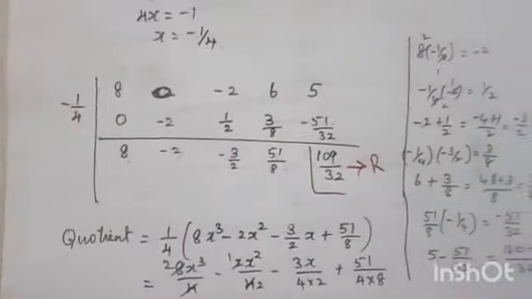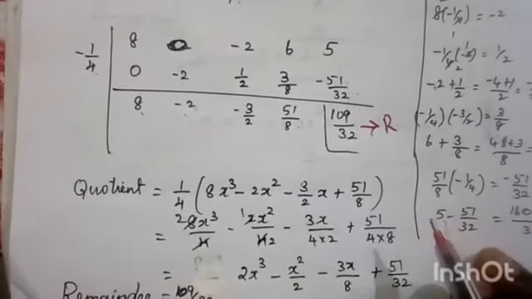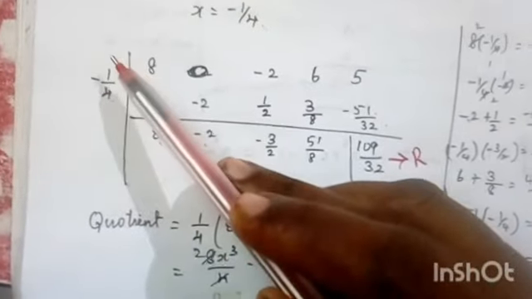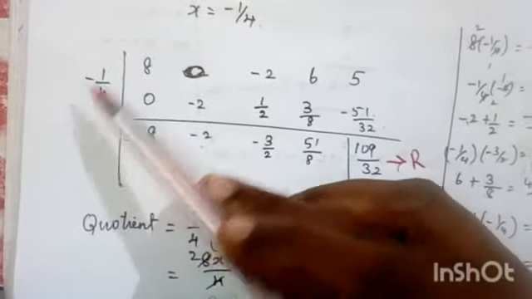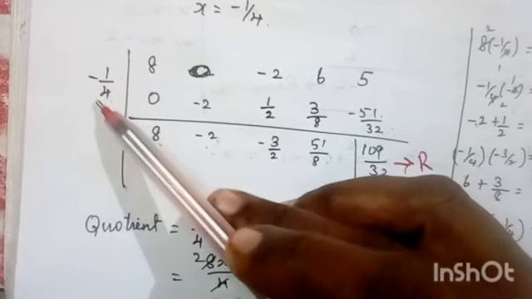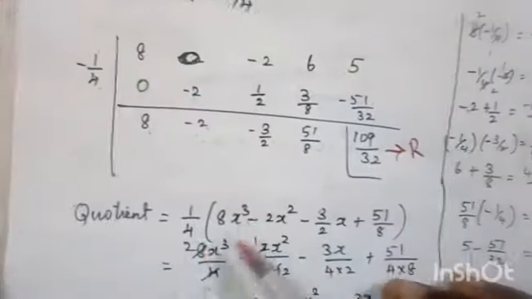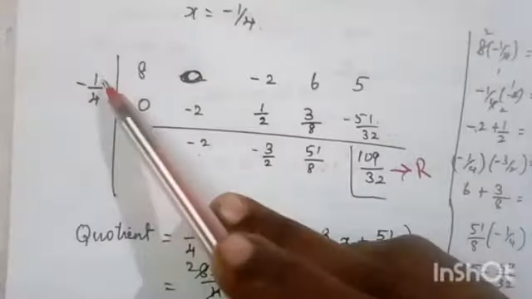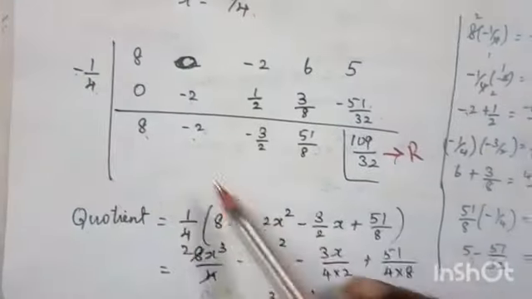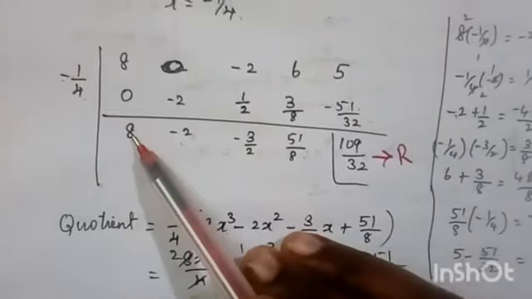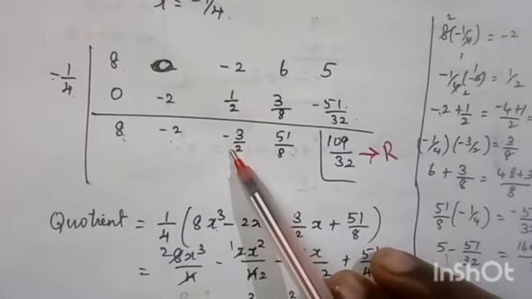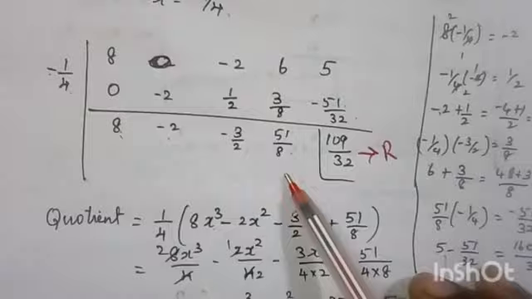Now between the previous problem and this problem we have only one difference. For the divisor we have a fraction. For this divisor, whether negative or positive, we have to consider only the fraction. So the quotient is written with the fraction, here 1 by 4, the sign no need to consider: 1 by 4 into 8x cube minus 2x square minus 3 by 2x plus 51 by 8.